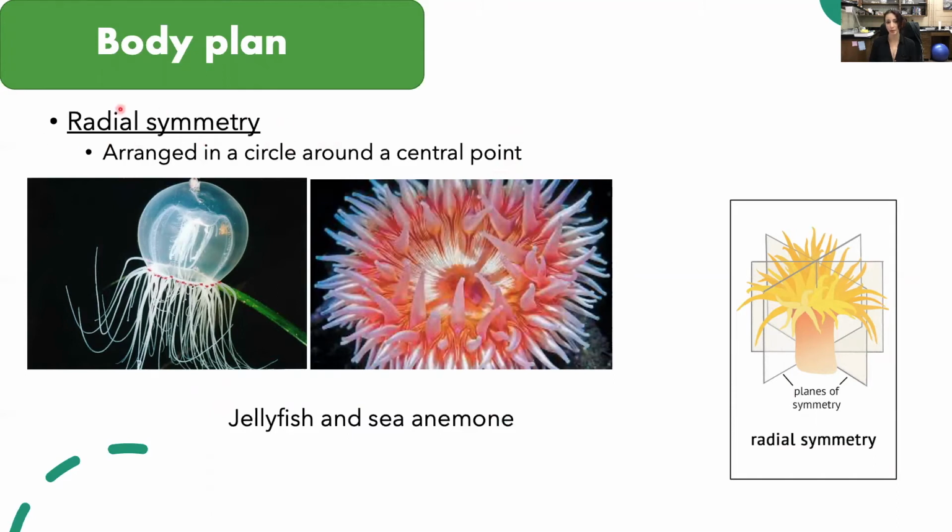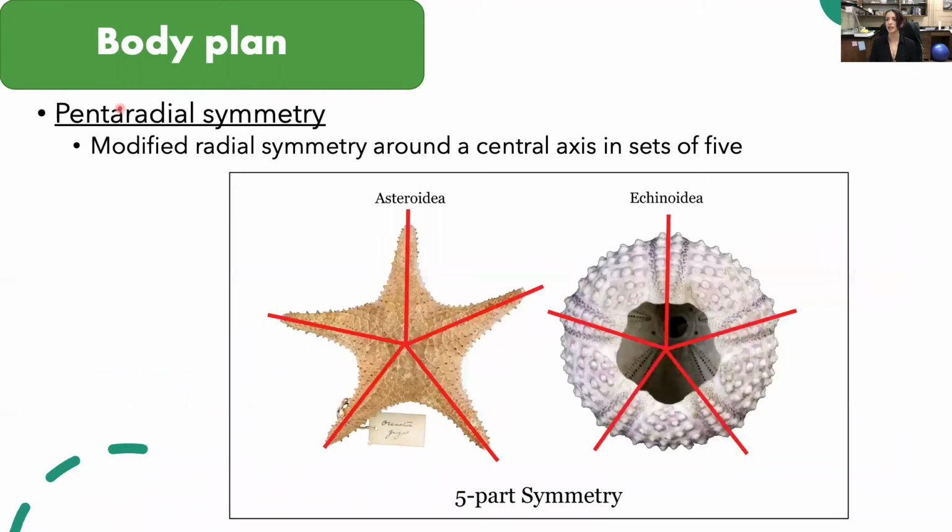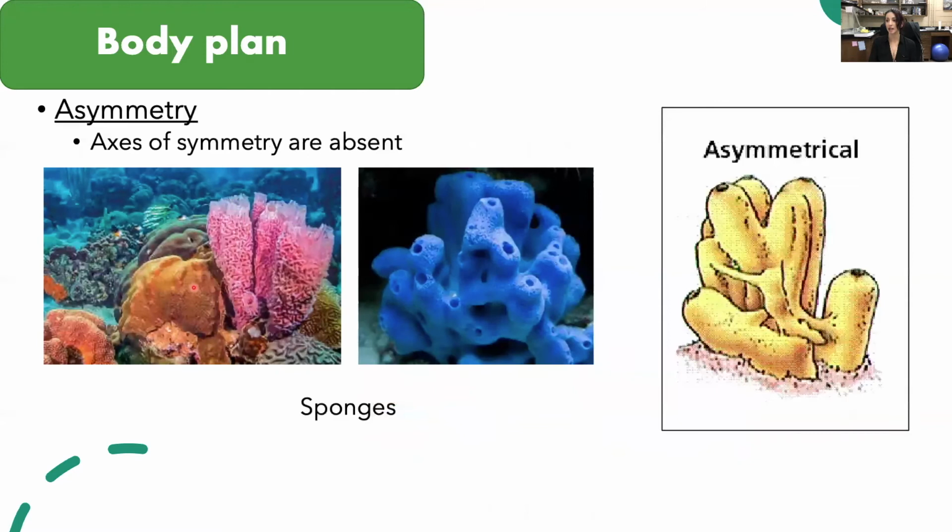There's a special type of radial symmetry that we'll talk about in terms of our echinoderms, and that's called pentaradial symmetry. This is a modified radial symmetry around a central axis, but it occurs in sets of 5s. So here we have an Asteroidea, here we have an Echinoidea. Both are within the phylum of echinoderms, and here you have the central point and 5 points radiating out of this. And finally, we have a body plan where there is no tellable symmetry. This is when you are asymmetric.